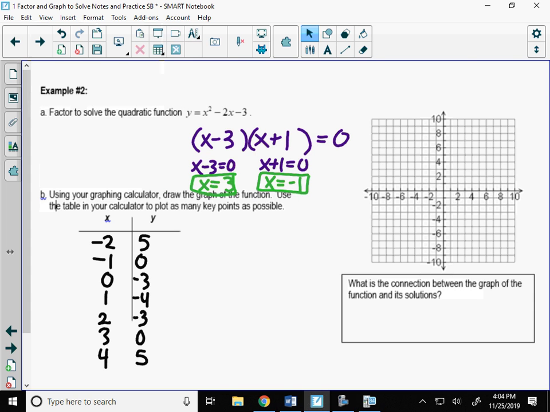Let's plot these points then really quick. Negative 2, 5, negative 1, 0, negative 3, negative 4, negative 3. And that's my quadratic. So there, I graph it.